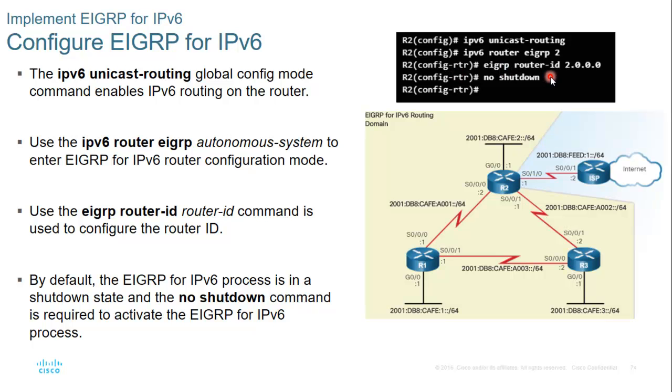This works exactly the same as the one discussed before in IPv4. Okay. By default, the EIGRP for IPv6 process is in a shutdown state, and the no shutdown command is required to activate EIGRP for IPv6. By default, routers will expect to run IPv4. So if you want it to run IPv6, you have to enable the routing as well as activate it with a no shutdown.